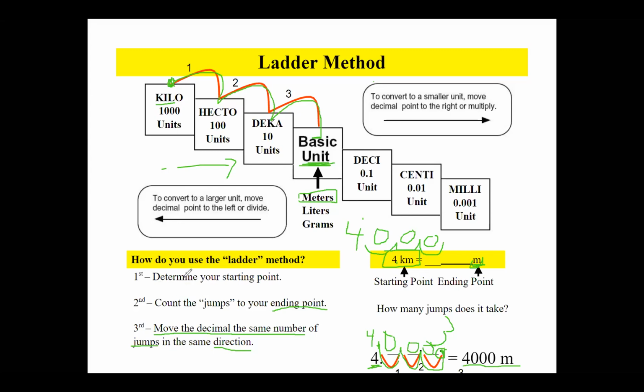So you determine your starting point. What units are you starting with? Jump to your ending point. Wherever your ending point is, jump and count how many jumps it took and what direction you went in. And then do that same movement, those same jumps and direction, with your decimal point.